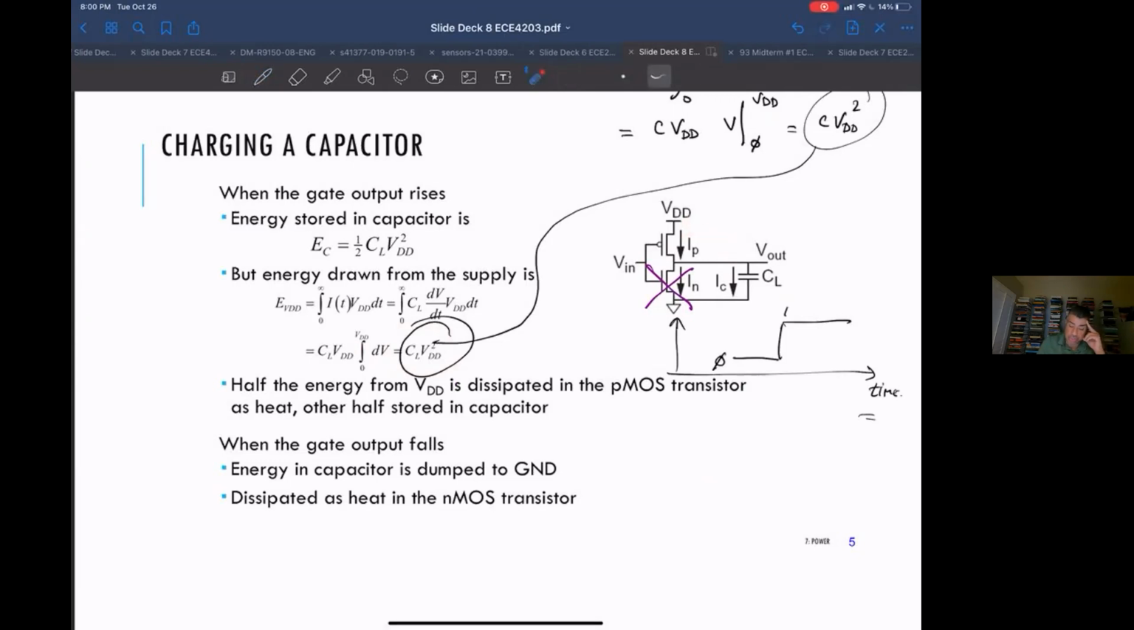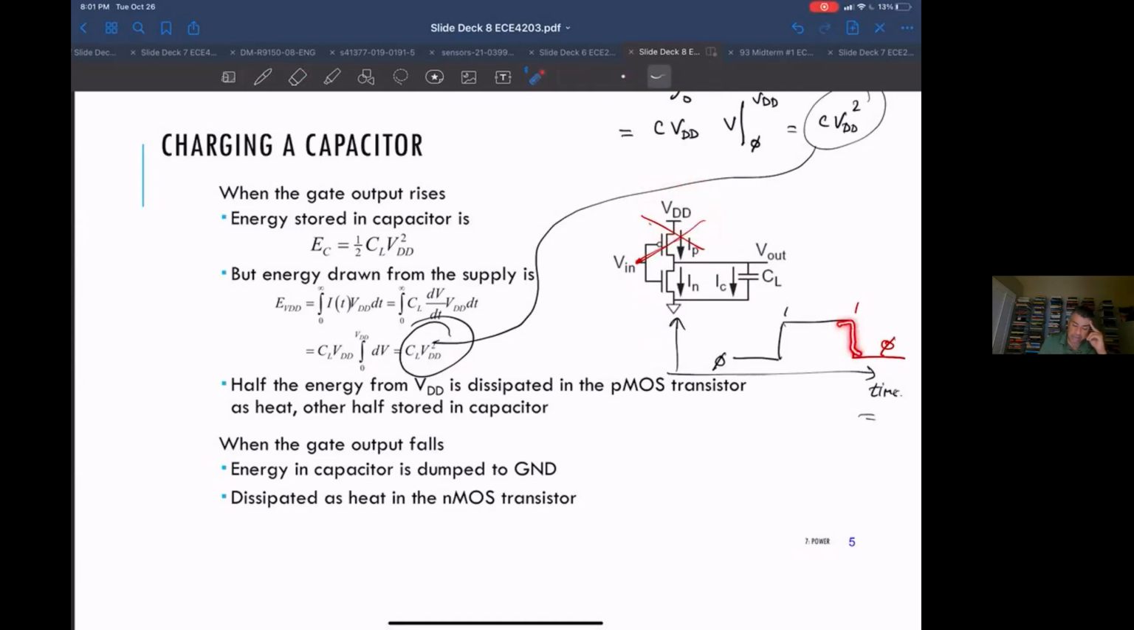Now, when you're discharging the capacitor, this is the interesting part. Remember, the PMOS is disconnected. So I'm talking about when you're going from a 1 to a 0. When you're discharging this capacitor, this guy's disconnected, so you're discharging this guy. You're dumping that energy into the ground, but you're not pulling energy off the supply.